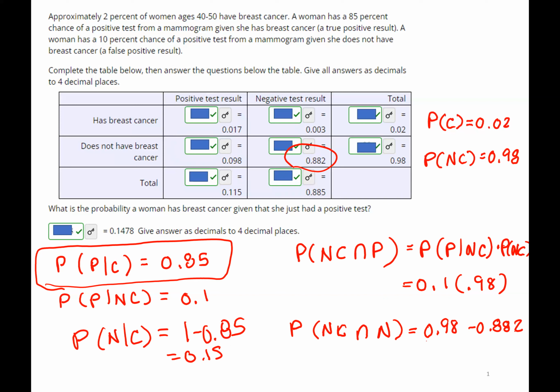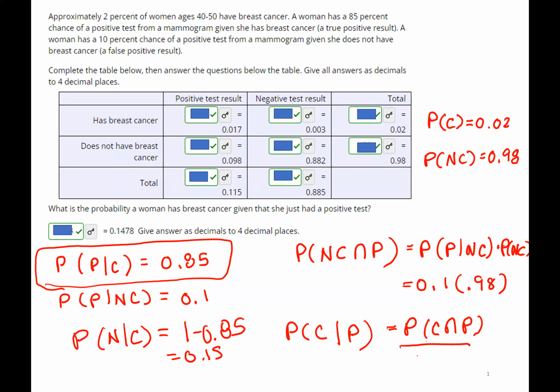All right, so then you can just add up the columns and you're good to go. All right, what's the last thing they ask us though? What's the probability a woman has breast cancer given that she just had a positive test? So we got Bayes' theorem one more time. So the probability that a woman has this cancer given she has a positive result. And according to Bayes' theorem, the conditional probability is the probability of the intersection divided by the probability of the second thing.